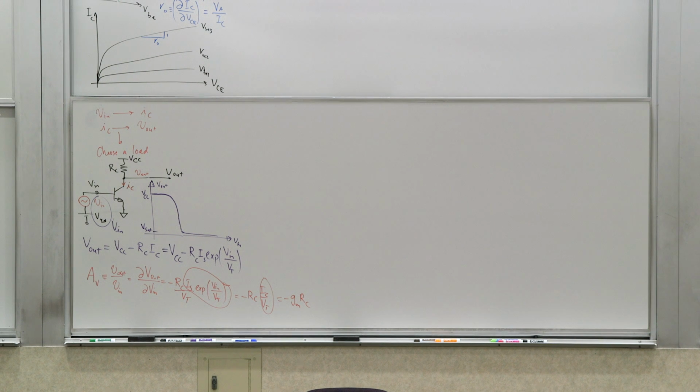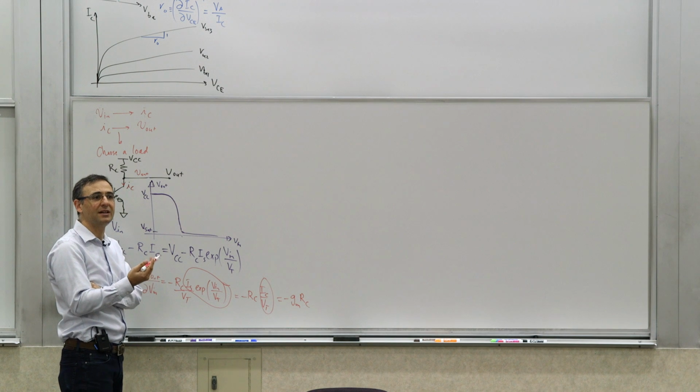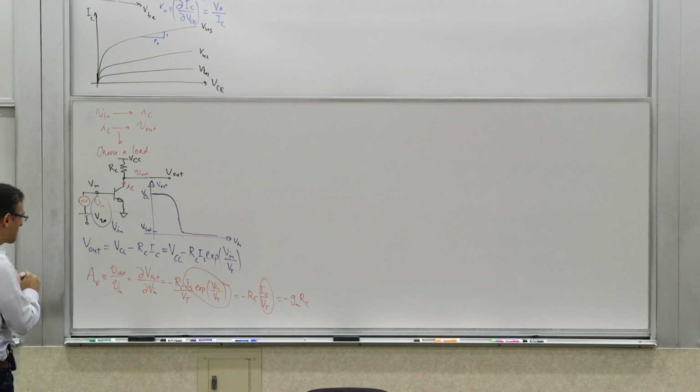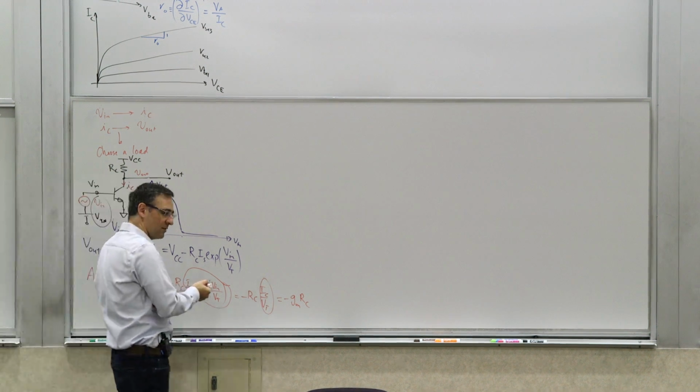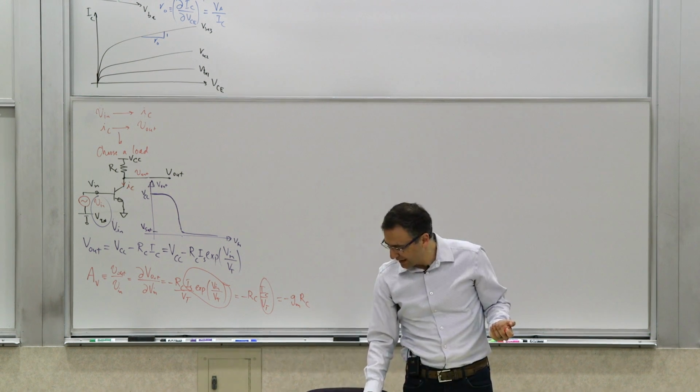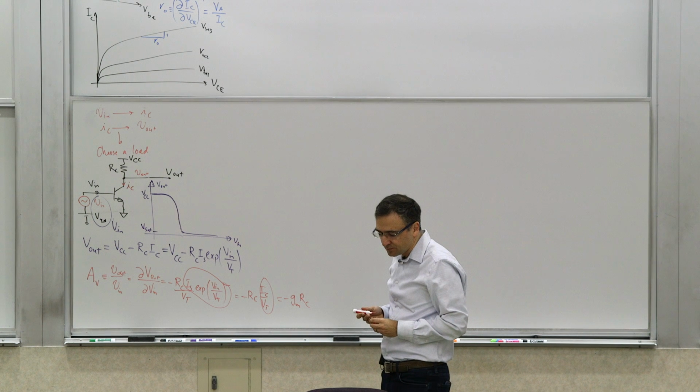So the gain is negative GMRC according to this calculation. The negative sign comes from the fact that it's inverting. That indicates that it's an inverting amplifier. And it's basically coming from this derivative. There's nothing magical or out of the ordinary really about that. So that's what the gain is.